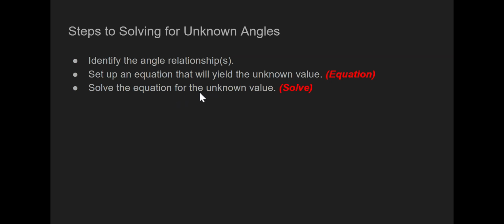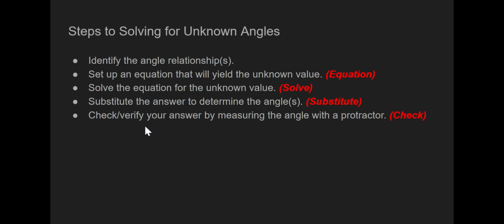Solve the equation for the unknown value. And in red, I put solve. So equation, solve, and then you're substituting the answer to determine the angles. Substitute. And then you check your answer. But for today, we're just going to focus on equation, solve, substitute. So if you want to write that at the top of your paper, equation, solve, substitute, and then check periodically from time to time.